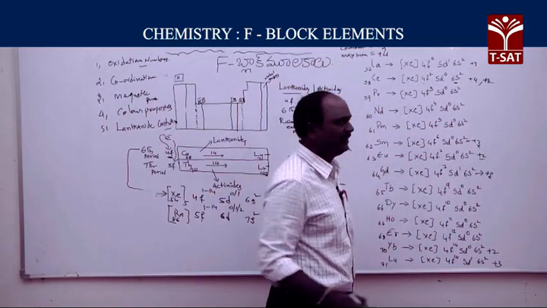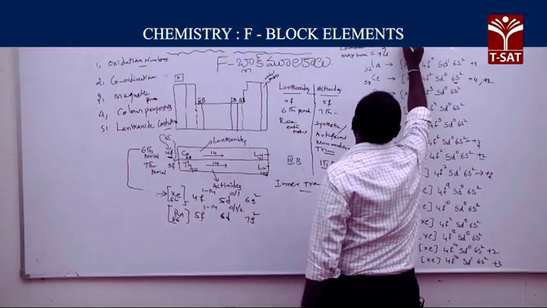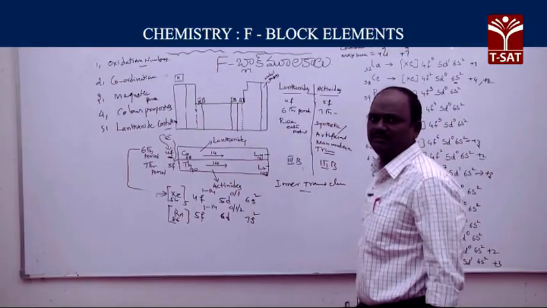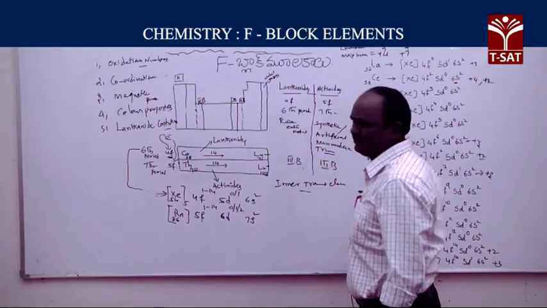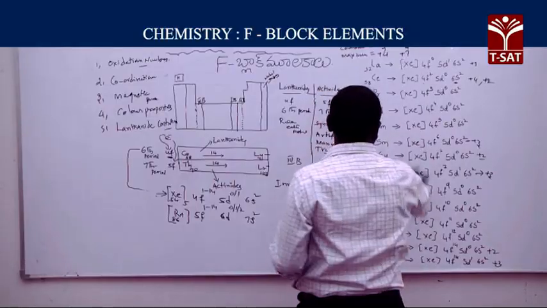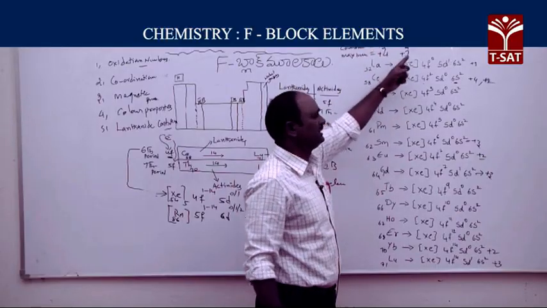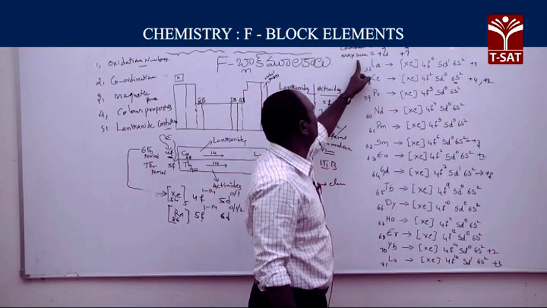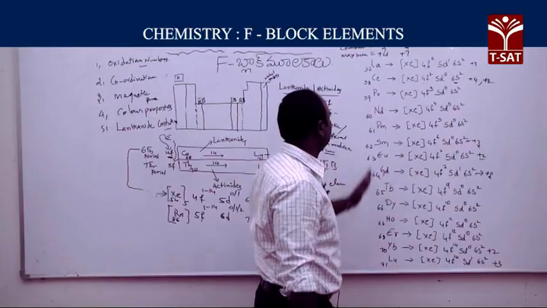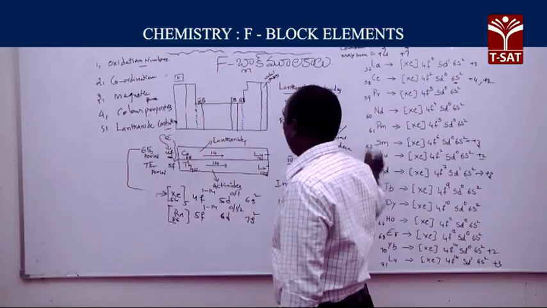Maximum oxidation number is +4. And these are the lanthanides. If you are taking the actinides, minimum +2, common oxidation number +3, maximum oxidation number +7. So far we have seen very clearly the oxidation numbers. Normally the minimum oxidation number they exhibit is +2, common is +3, and maximum is +4 for the lanthanides and +7 for the actinides. And this is about the electronic configuration as well as the oxidation number.